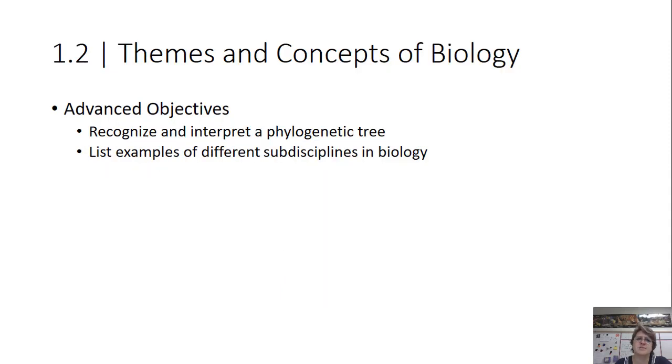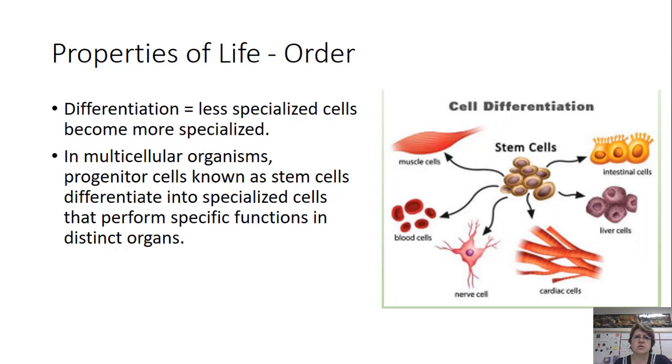All right, so our advanced objectives in these themes and concepts of biology are really recognizing and interpreting a phylogenetic tree, and then listing examples of different subdisciplines in biology. Talking about our properties, our order, we have cell differentiation. That's when less specialized cells become more specialized. So you have stem cells, which are less specialized, but they would then become more specialized into either a muscle cell or a blood cell or a nerve cell, and so on and so on.